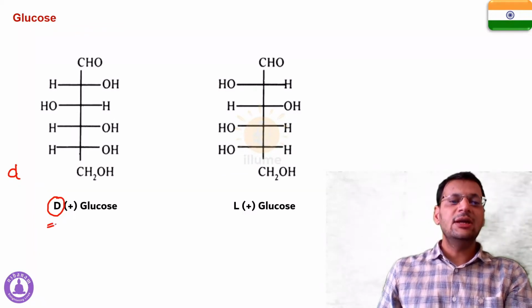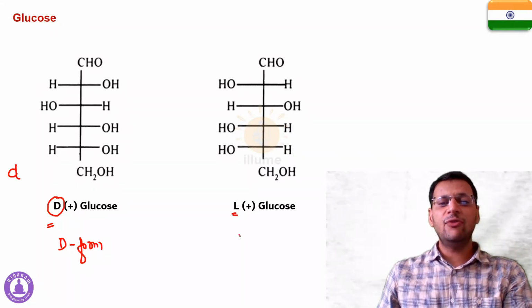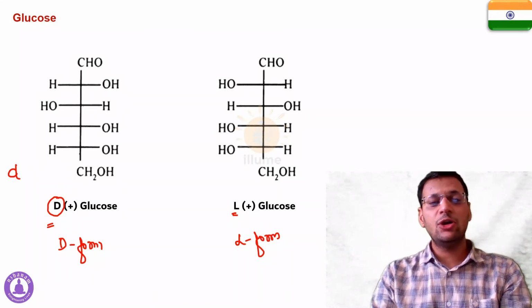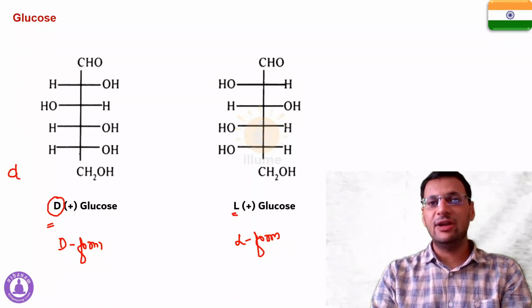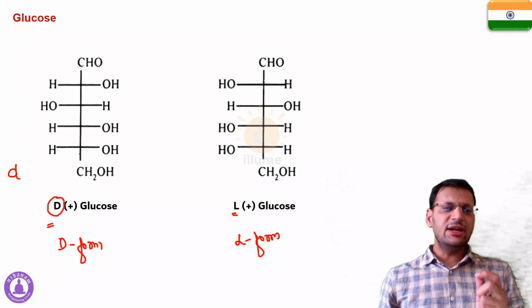This D means that this is the D form enantiomer of glucose, and this is the L form enantiomer of glucose, and this isomerism, as I told you, has got no relation with the optical activity, that is small d or small l, as we discussed in the earlier videos. Now, what is a D form of glucose?